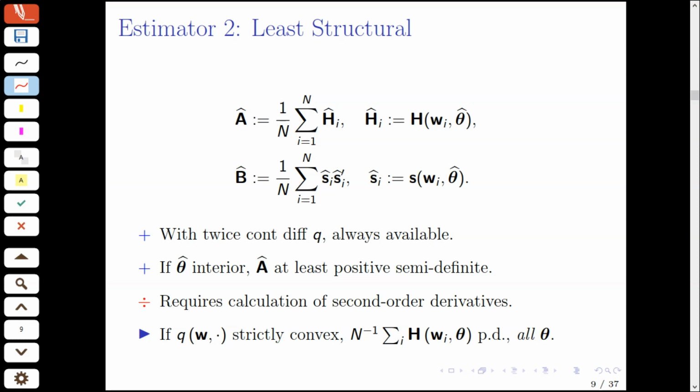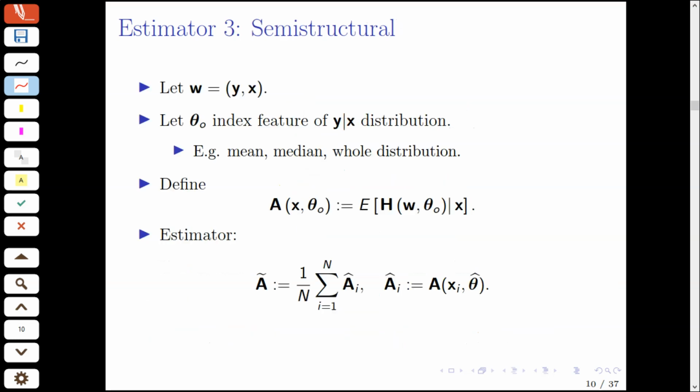Having discussed estimators 1 and 2, which were in some sense the most structural and least structural approaches one could think of, we next move to an approach which lies somewhere in between. For that reason, we'll refer to this third estimator as the semi-structural approach, leading to a semi-structural estimate. So what's this additional structure that we'll impose?